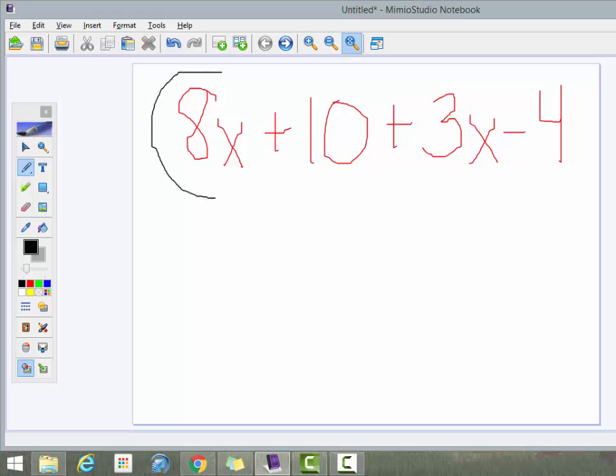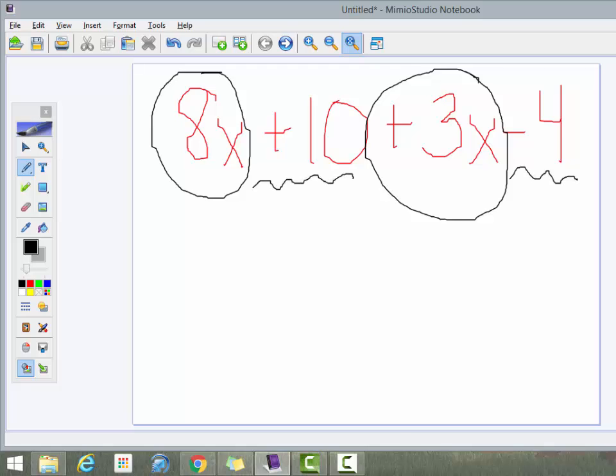So out of these four terms, 8x and plus 3x are considered like terms because they both have the variable x. The other two terms, positive 10 and negative 4, are also considered to be like terms because they're both whole numbers without a variable.